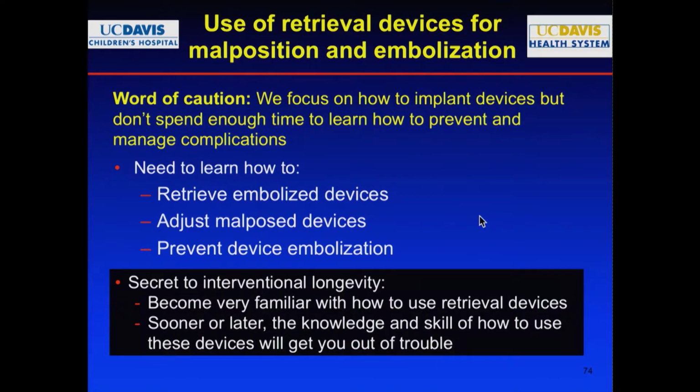Become very familiar with how to use retrieval devices, because sooner or later you're going to get into trouble. So if you get familiar with these devices, you'll get better at it. So the skill and knowledge of how to learn to use this will help you get out of trouble. I remember as a fellow, not knowing this ahead of time, I would have a snare in my hand during conference because I would get bored and I would start practicing with my hands. So these are little things you can do to learn how to control the micromanage manipulations of the wires and the snares and so forth. So if you do that, you can save yourself, get yourself out of trouble, and become an interventionist for many years.